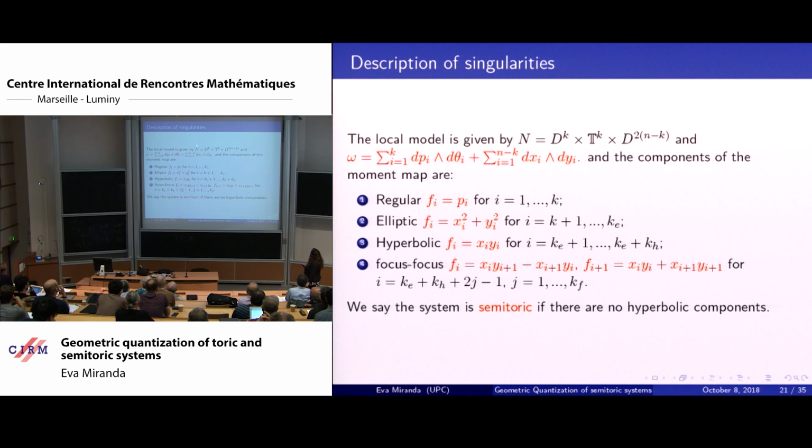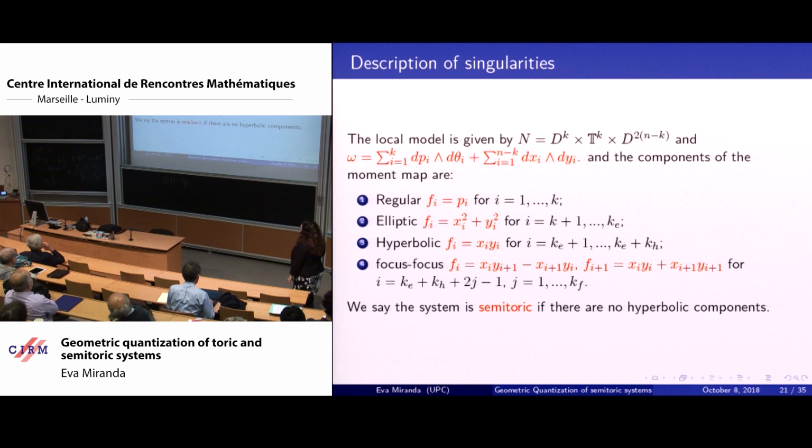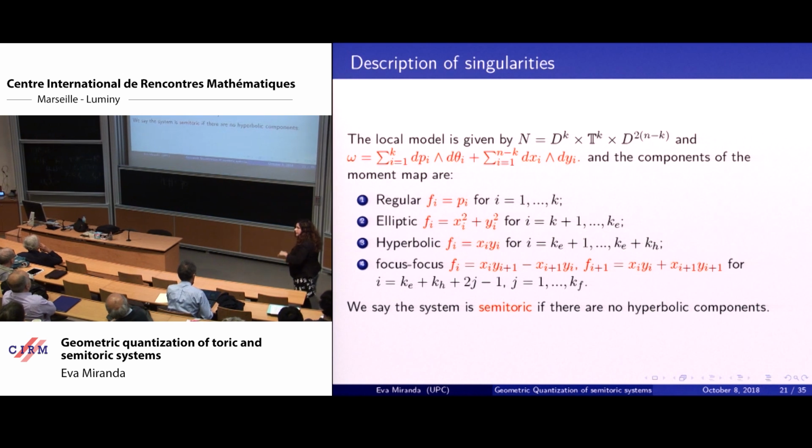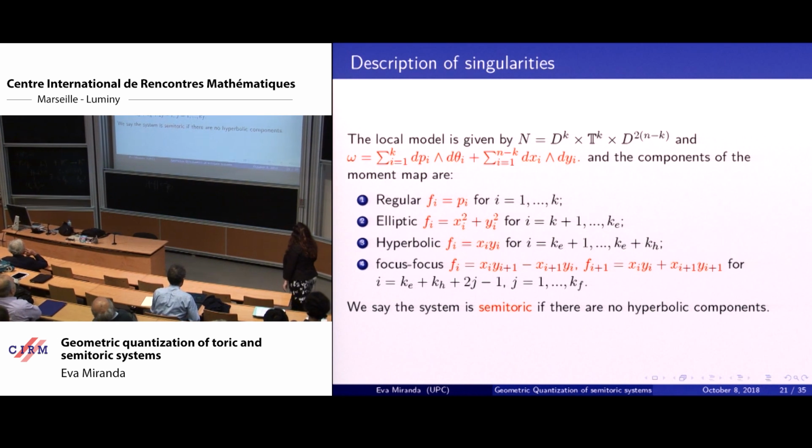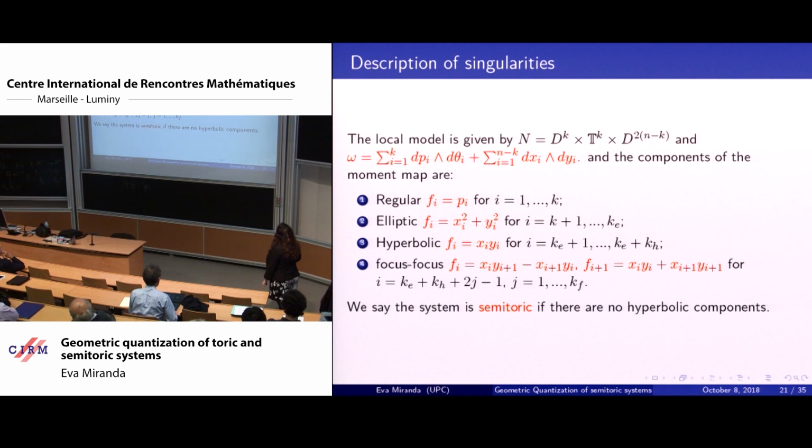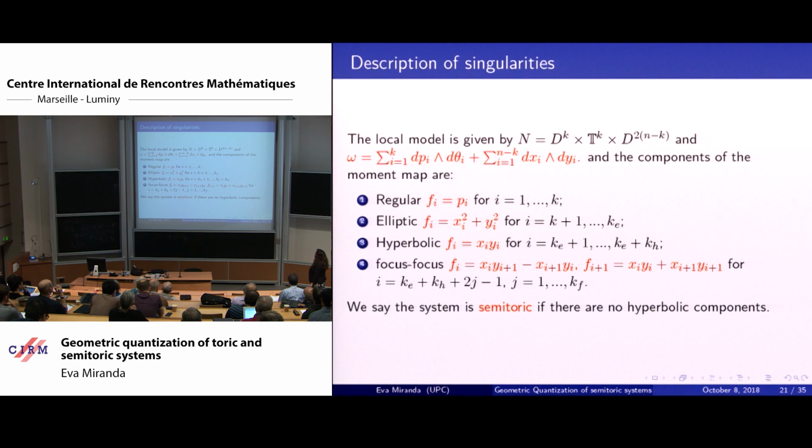Your manifold is going to be the cotangent bundle. You can think of this as the cotangent bundle of T^k plus a disk. So you're going to have some components which are going to be regular, which is like the example I was discussing before, that I was even computing. And then you're going to have some singular components, okay? And among the singular components, you have some elliptic components, some hyperbolic components, and some components that come in pairs that are the focus-focus components.